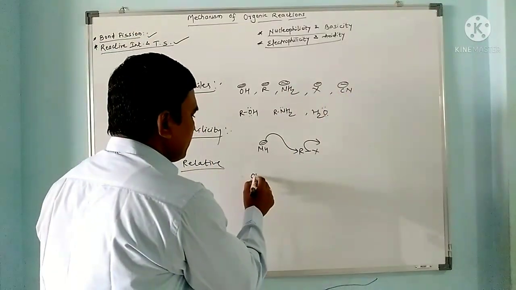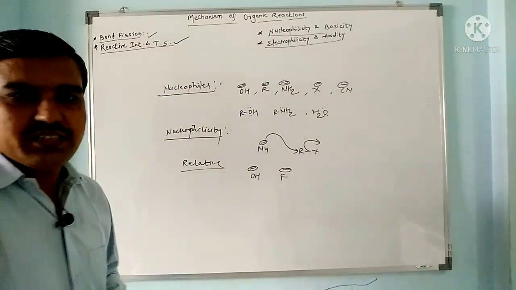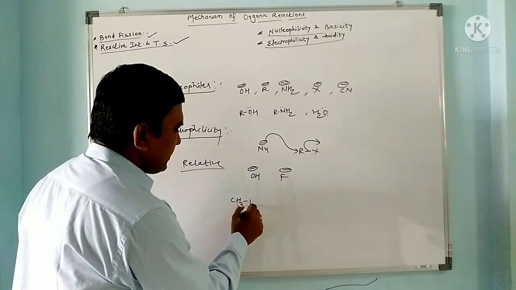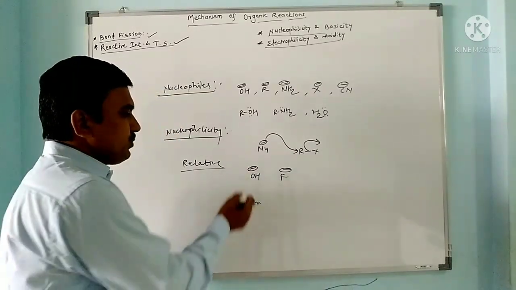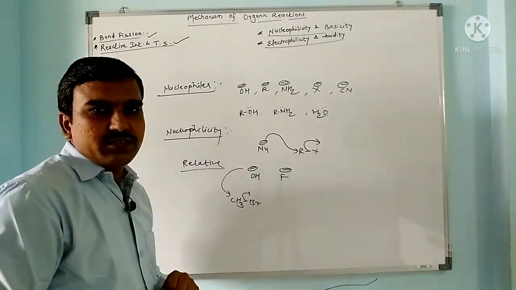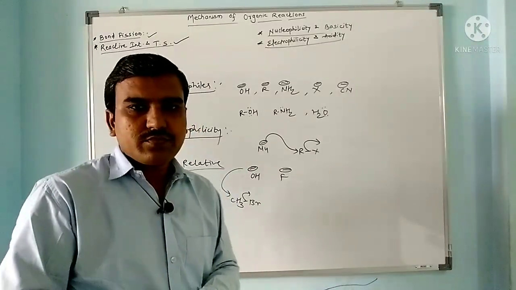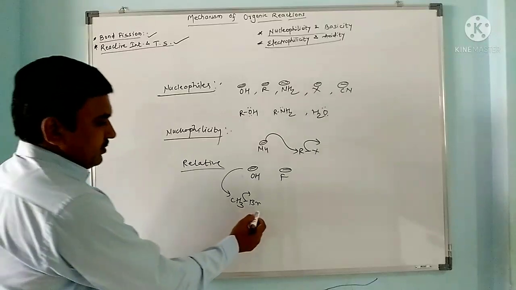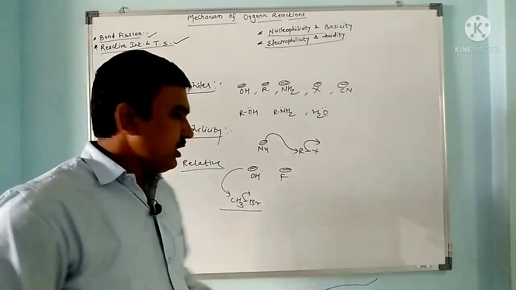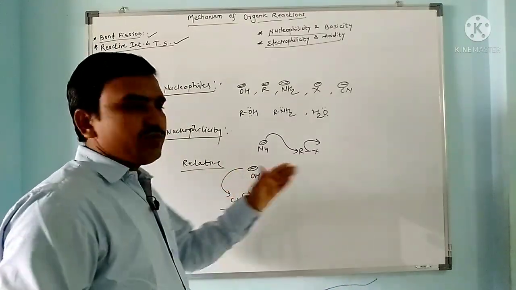For example, we can compare the OH minus ion with the F minus ion. How can we compare this? When we have an electrophilic reagent such as CH3Br, we see how fast the OH minus ion attacks here and Br departs, as compared to F minus. So we can compare the nucleophilicity of one with the other, and we can also compare when it reacts with methanol, how fast it displaces Br. When it reacts with NaOH, how fast it reacts with this.